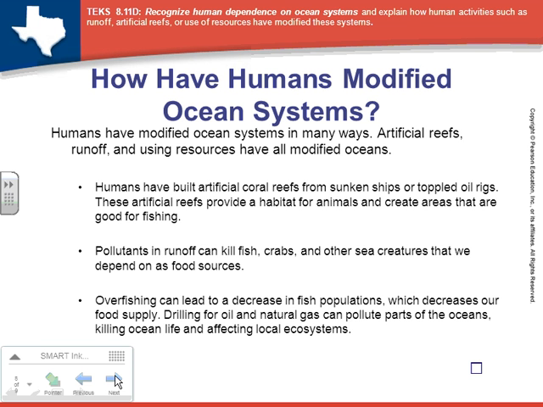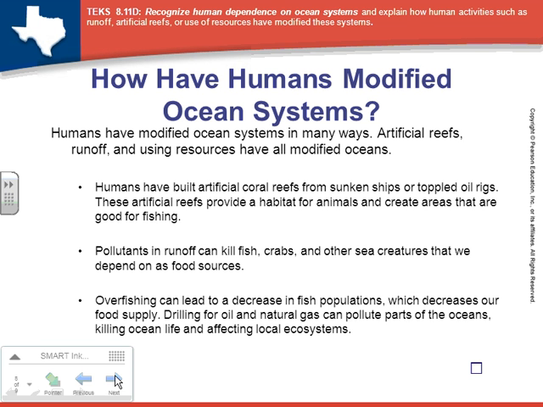On the negative side, we have pollutants in our runoff. Whenever that runoff reaches the ocean, it can actually kill fish, crabs, and other sea creatures. And that also affects us because we depend on some of those as food sources, so that's going to limit our food supply. And overfishing is basically fishing too much in one area or for one type of fish. So when we have overfishing, it can lead to a decrease in a fish population. And when we have a decrease in a fish population, that can also decrease our food supply.